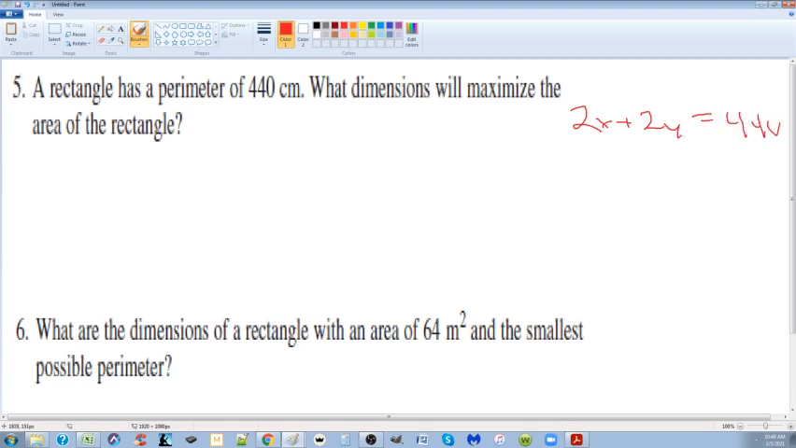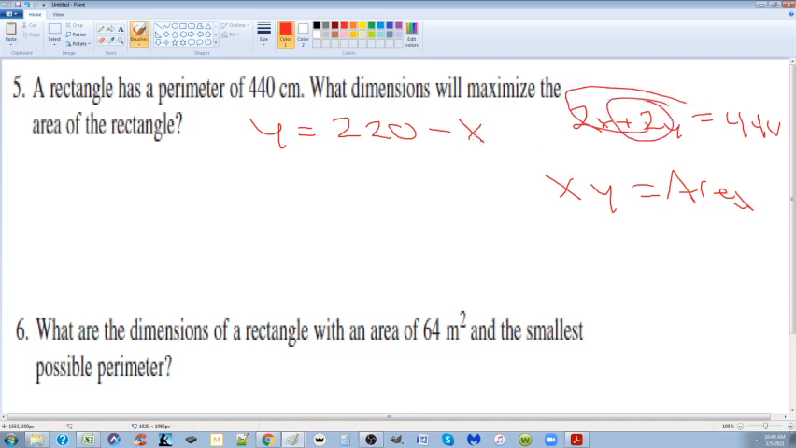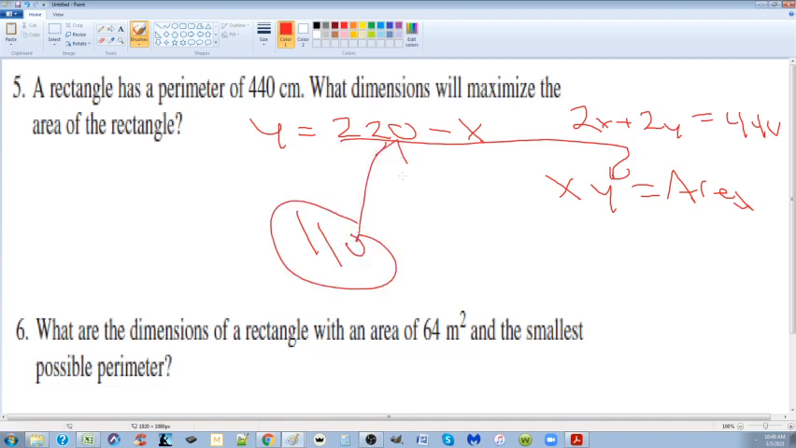I don't really even know why they're doing this. And we know that xy is equal to area. We can readjust my y, and we're going to get y is equal to 220 minus x once I divide by 2. And if you can't see that, go back and watch my other ones. Now I can substitute that in here. Already I can tell you the dimension of x is going to be 110, and it's really a square.